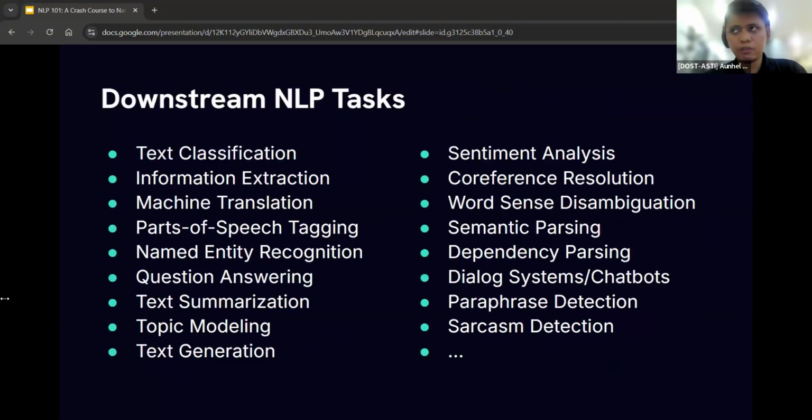So now that we have a basic understanding of what NLP is and a brief history of NLP, we will be proceeding into what we call the downstream NLP tasks, the tasks that are considered to be under the NLP umbrella. There's a lot, actually. Anything that has to do with language or speech falls under NLP. So text classification, information extraction, machine translation, parts of speech tagging, summarization, text generation, sentiment analysis, semantic parsing, just to name a few.